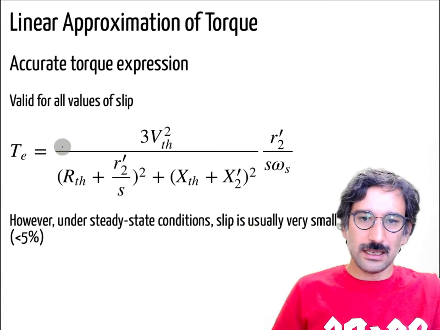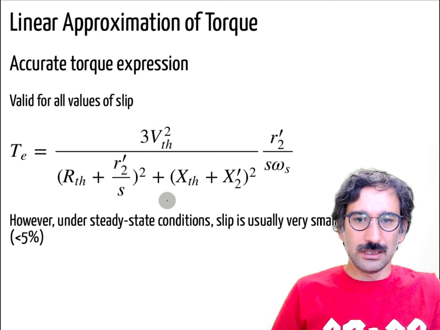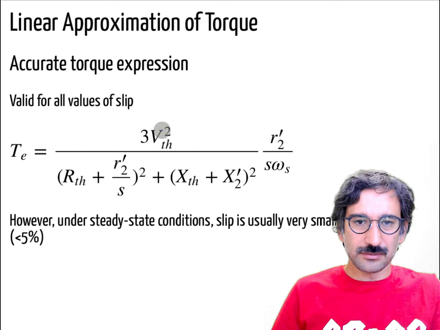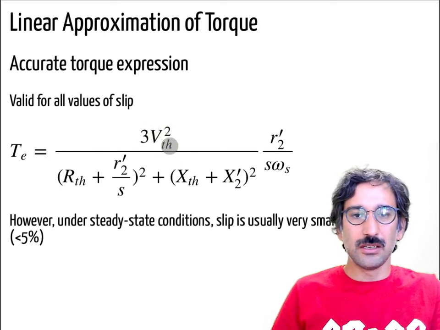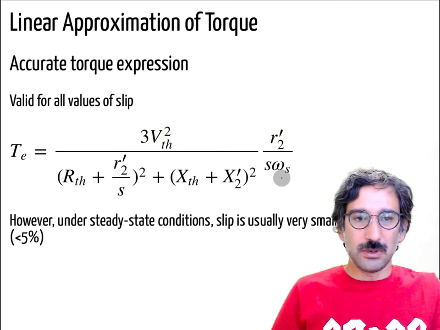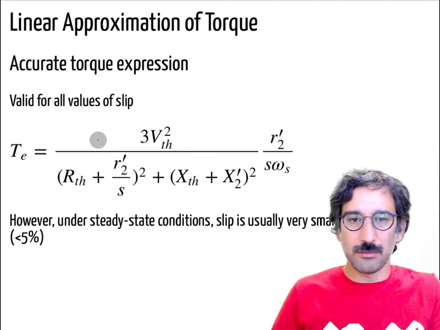So this is the actual, if you remember, that was the equivalent I square. Okay, I'm dividing voltage by the equivalent resistance, then I am taking it square, so I have 3 V1 square, etc. Then this one is the power dissipated at R2 prime over S component, remember. So this is my torque expression.